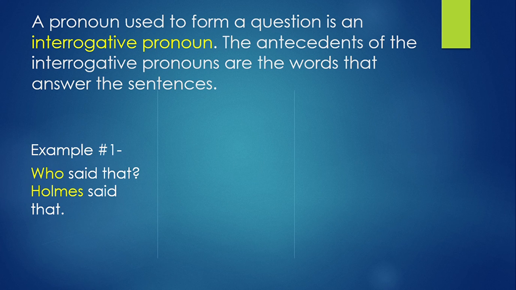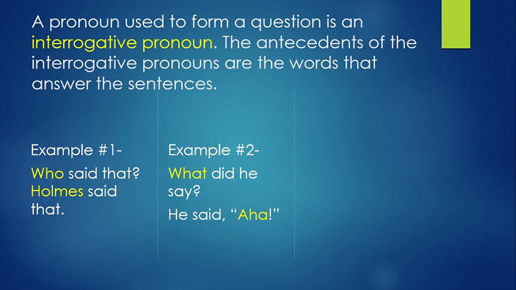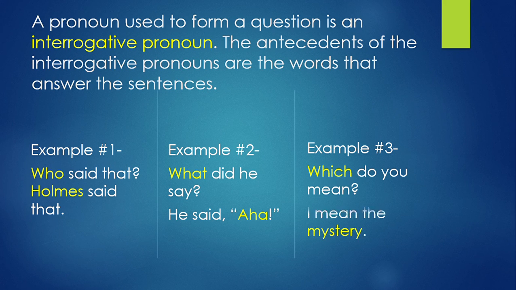Who said that? The antecedent of the interrogative pronoun who is Holmes said that. So who said that? Holmes. What did he say? He said, aha. So the antecedent for the interrogative pronoun what is aha. Which do you mean? Which is the interrogative pronoun. I mean the mystery. Mystery is the antecedent. Remember, antecedents are the words, the noun that the pronoun is describing.